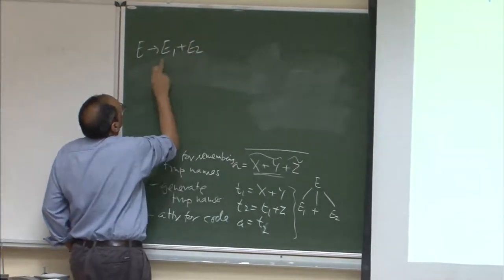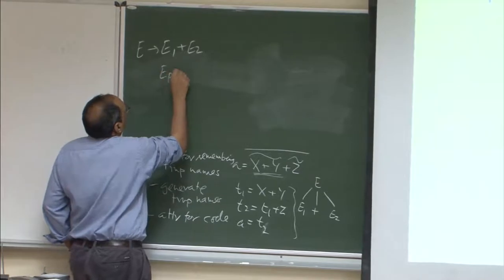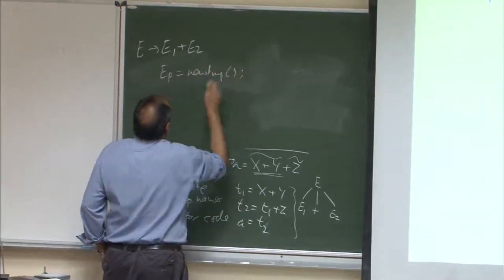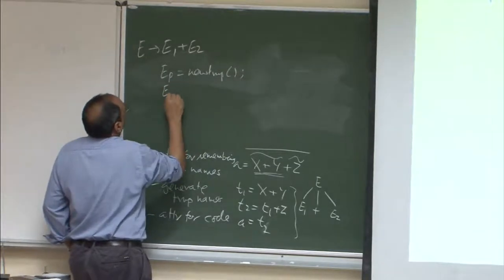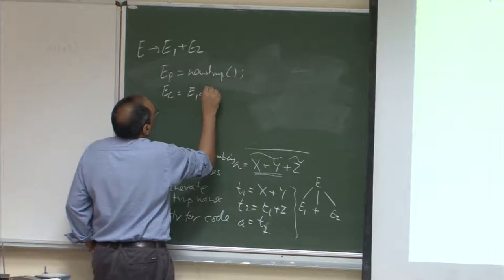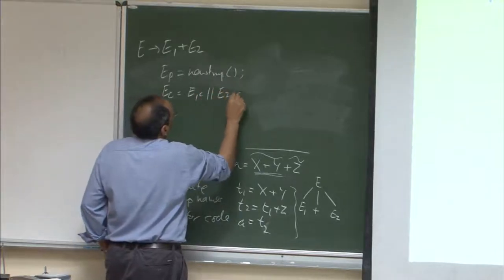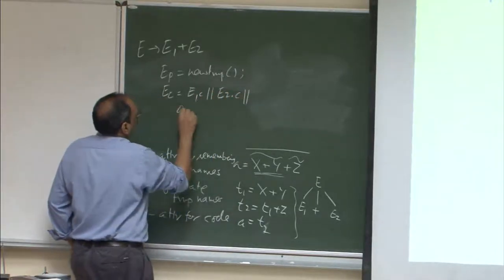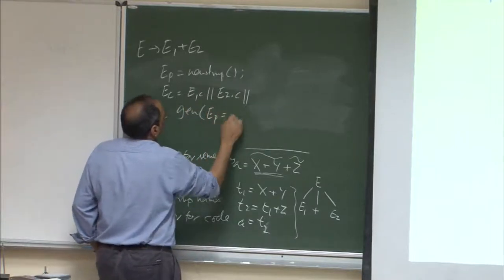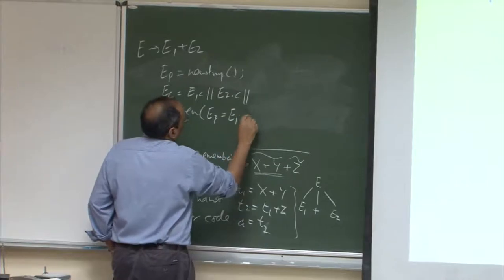So first thing I said was I am going to generate a temporary name, and then I am going to say that I am going to have E code which is same as E1 code followed by E2 code followed by generating a new instruction which is saying that E place is assigned E1 place plus.